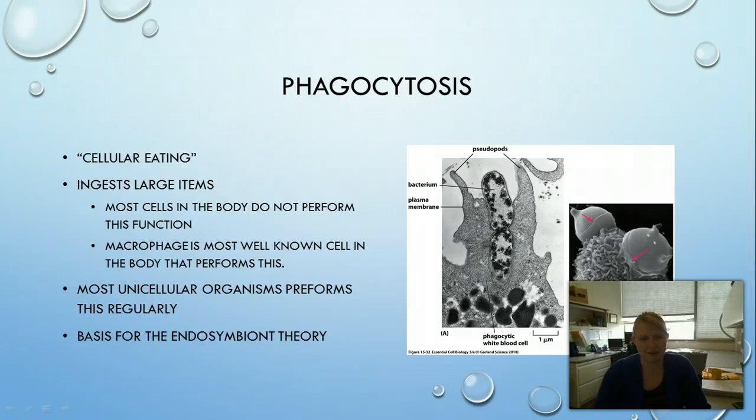Most of our cells in our bodies don't perform this, but the macrophage is the best example in the human or in multicellular eukaryotes that actually ingest things, and so it's important to understand that. Most unicellular organisms, however, will perform this regularly. They will ingest everything around, or they will totally ingest these large cells or these large pieces of debris and break them down. This is the basis for the endosymbiont theory.